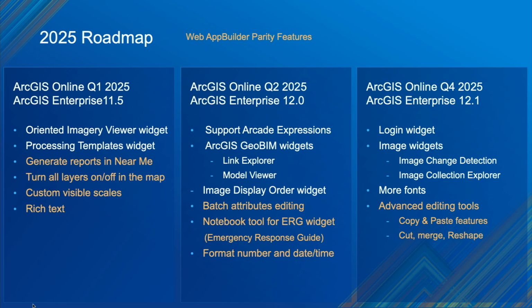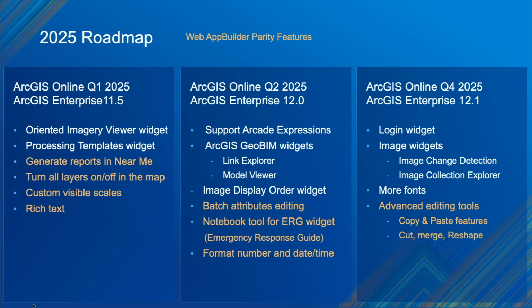In the third quarter, we are going to have batch attribute editing migrated from Web App Builder. We also support Arcade expressions as a new feature, so that you can do something like ArcGIS Dashboards to dynamically display something, for example change the color of the fonts based on conditions. We also have a GeoBeam widget so that you can use AutoCAD in Experience Builder to create your workflows. And the notebook web tool for the emergency response guide widget is for public safety purposes.